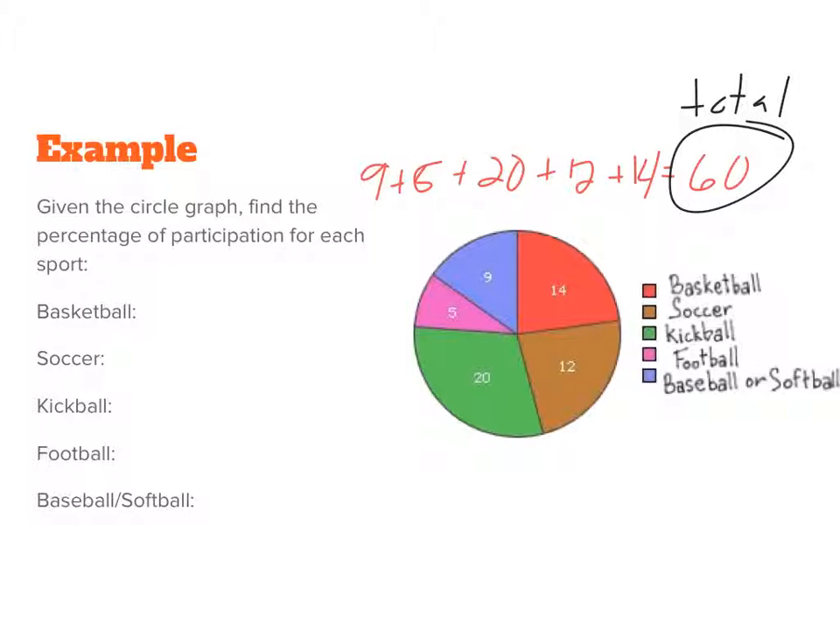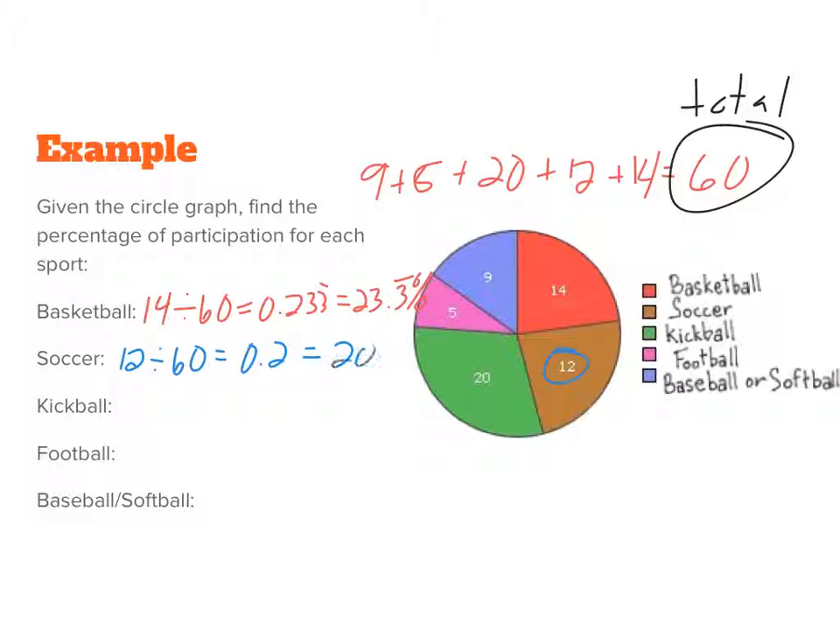So what I'm going to do then, for basketball, there are 14 people in basketball. So I'm going to take 14 and divide that by 60. And when I do, I get 0.233 repeating, which if I move the decimal, would give me 23.3 repeating percent. For soccer, I have 12 in soccer. So if I do 12 divided by 60, I get 0.2, which if I move the decimal over and turn it into a percent, I get 20%.